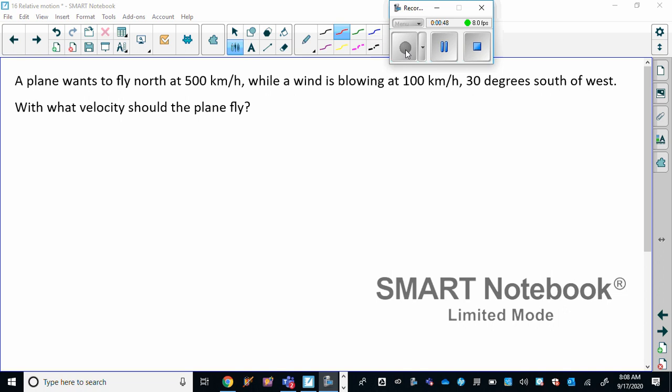Two terms that you should know for plane problems: ground velocity and air velocity, or air speed. The air speed is like the boat in still water. So what is your airspeed, the wind is irrelevant. So what speed are you flying in the air if there was no wind, right? And the ground speed, that is essentially the resultant vector.